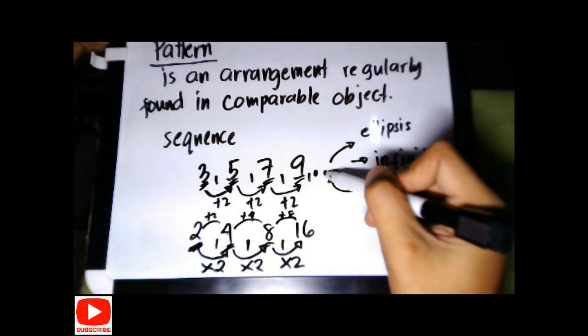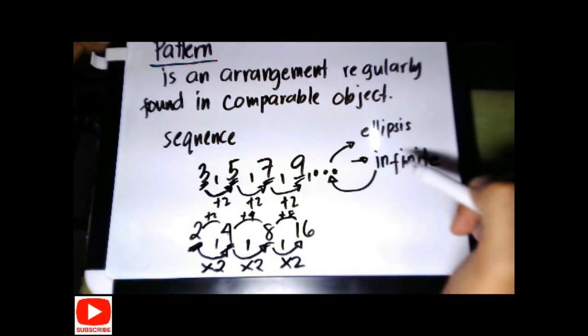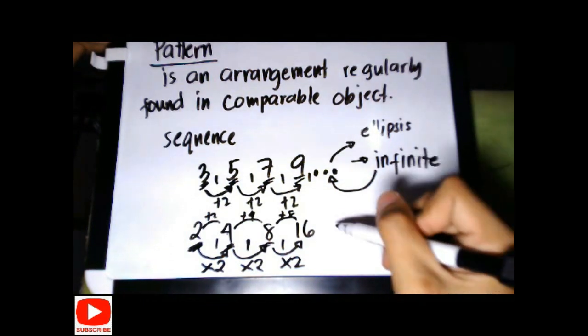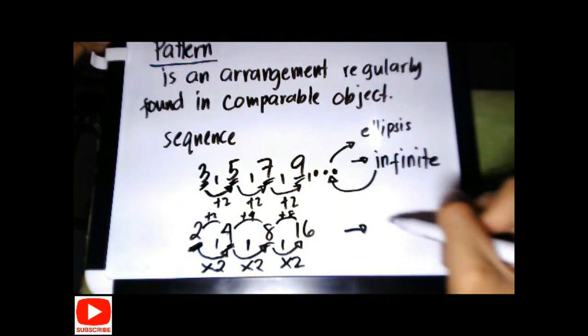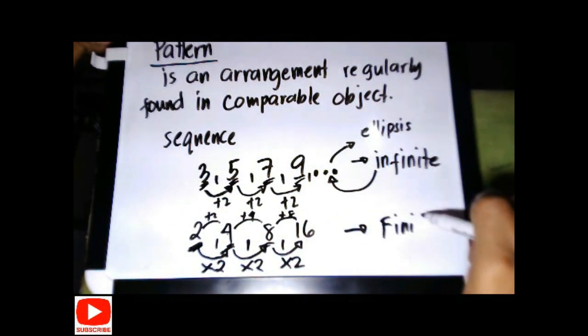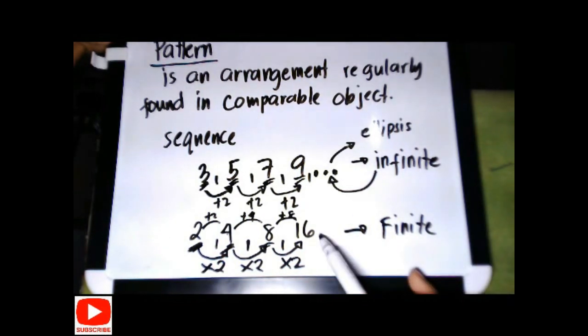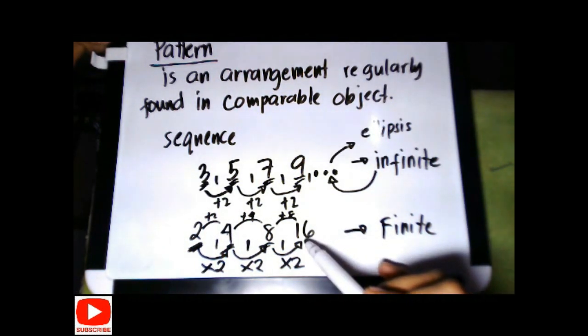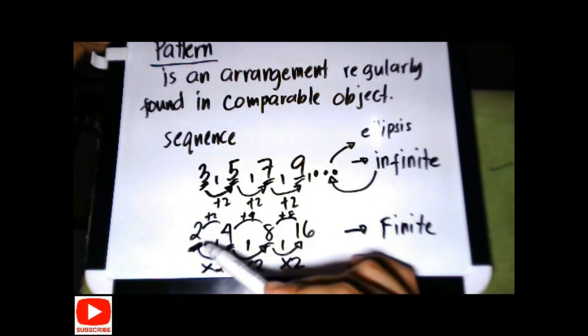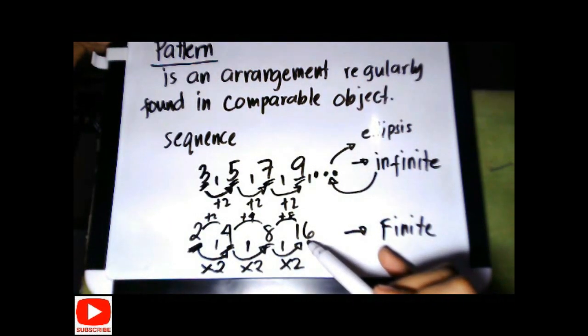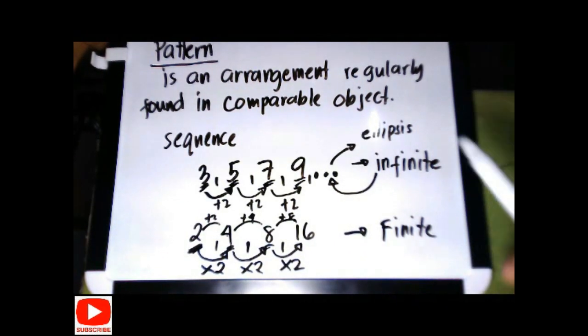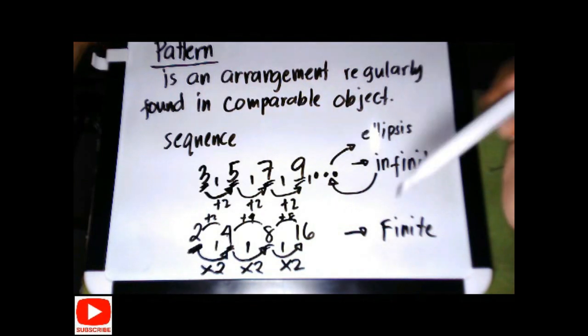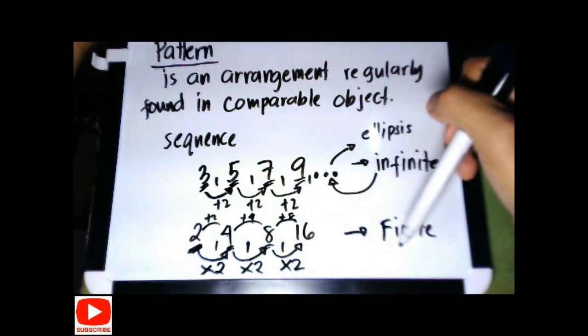That means if the sequence contains 3 dots or ellipses, it is infinite. While this second sequence is a finite sequence, there is no ellipsis, so it becomes finite. That means it ends with 16. There are only 4 terms here. It ended here. So that makes this sequence a finite sequence.